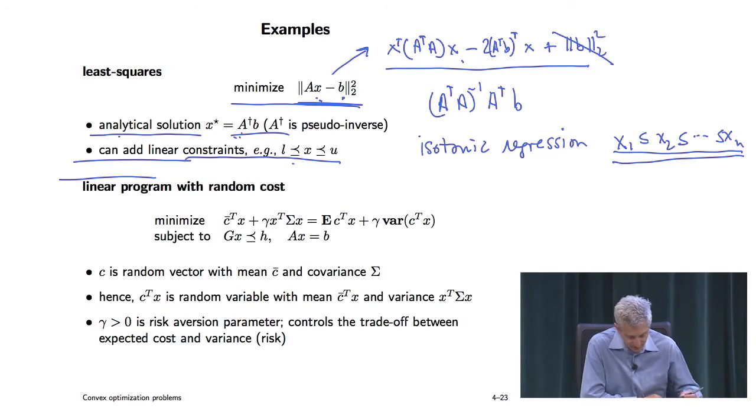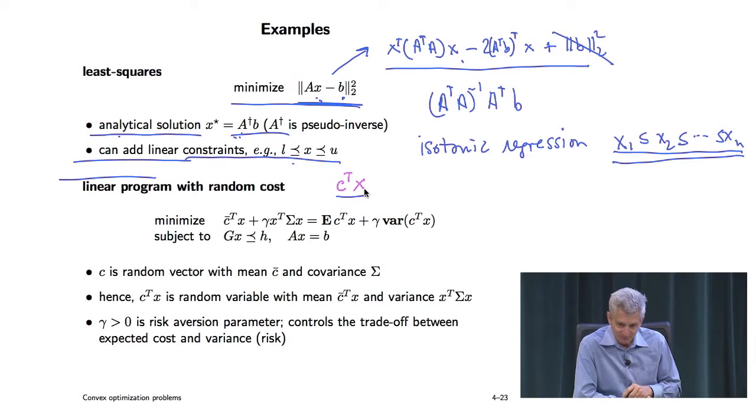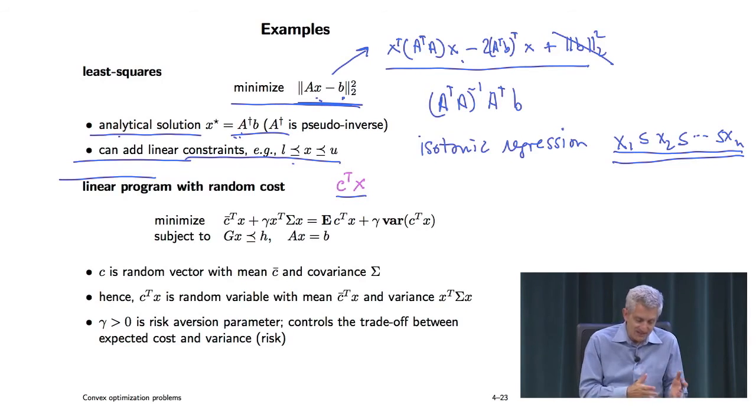Let's suppose that we have a linear program with random costs. So C transpose X is the objective here. But we're going to say that C is a random variable. In other words, it's a set of prices, let's say. You don't know the prices. I mean, presumably you know something about the prices, but they may not be what you think they are. And we're going to model those prices as a random vector.